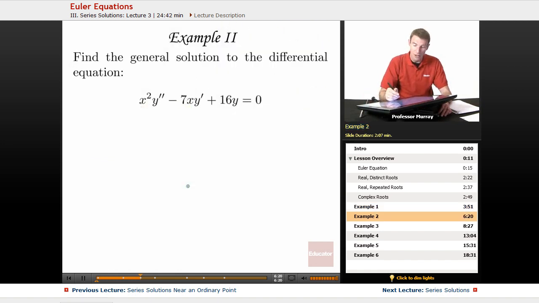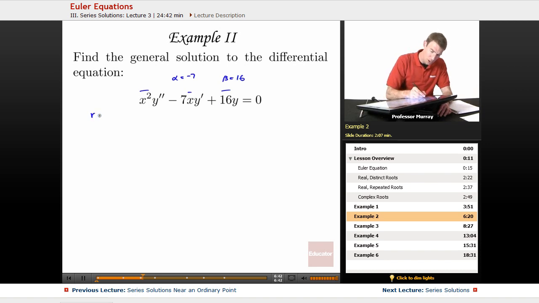So let's go ahead and try another one. We still have an Euler equation here because the powers on x are descending. So we have x squared and x and a constant. And so our alpha here is negative 7. Our beta is 16. So we're going to use our generic characteristic equation, r squared plus (alpha minus 1) r plus beta is equal to 0.